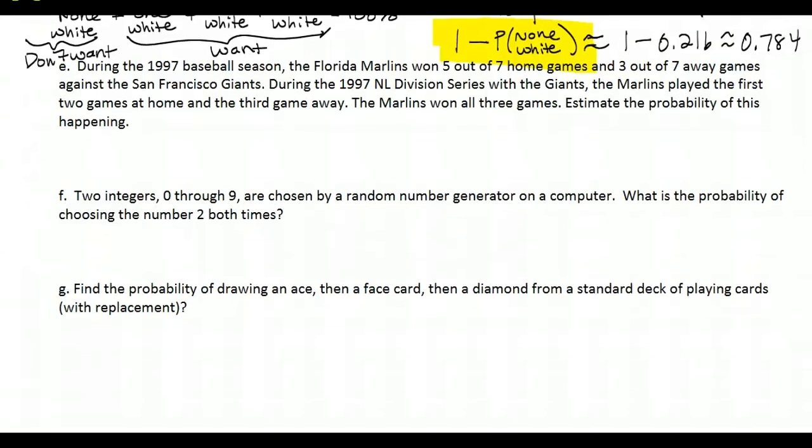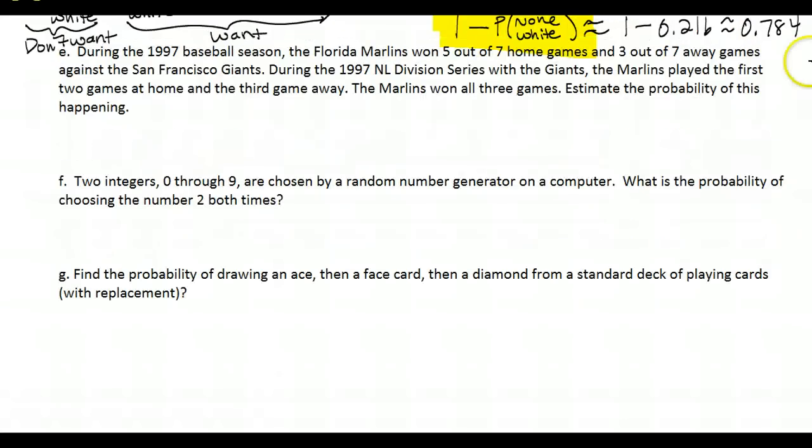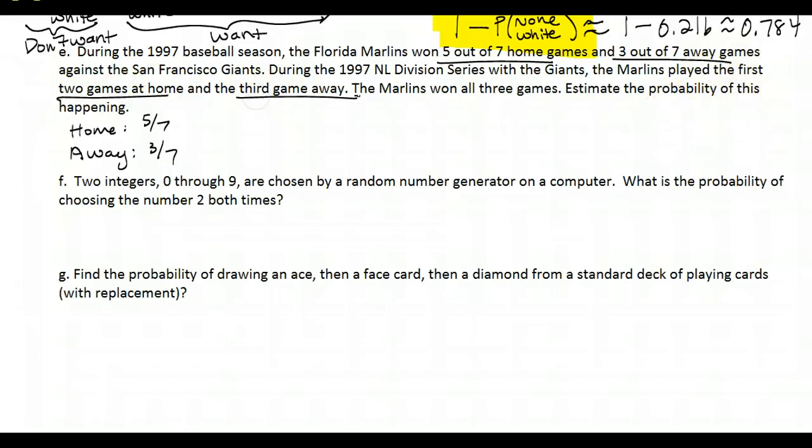Let's look at example E. During the 1997 baseball season, Florida Marlins won 5 out of 7 home games, 3 out of 7 away games against the San Francisco Giants. Okay, so during 1997 now, they're going to play 2 games for the next series. They're going to play 2 games at home and then the 3rd game away. The Marlins did end up winning all 3 games, but our question is, what was the probability of that happening?